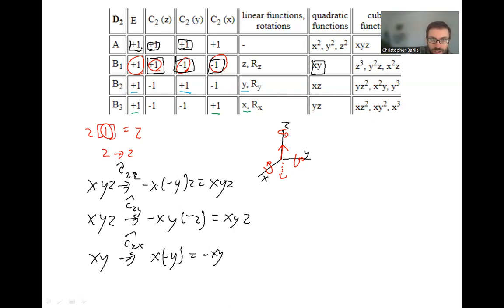Identity, of course, is positive 1. And then C2x, now we're doing xyz. C2x, again, is going to do a negative z. We're flipping it this way, went from here to here. So it's negative z, and y goes to negative y. So that gets us positive xyz. And that's why we have a positive 1. So that xyz cubic function, that's the symmetry of one type of f orbital, is totally symmetric. Ones across the board.